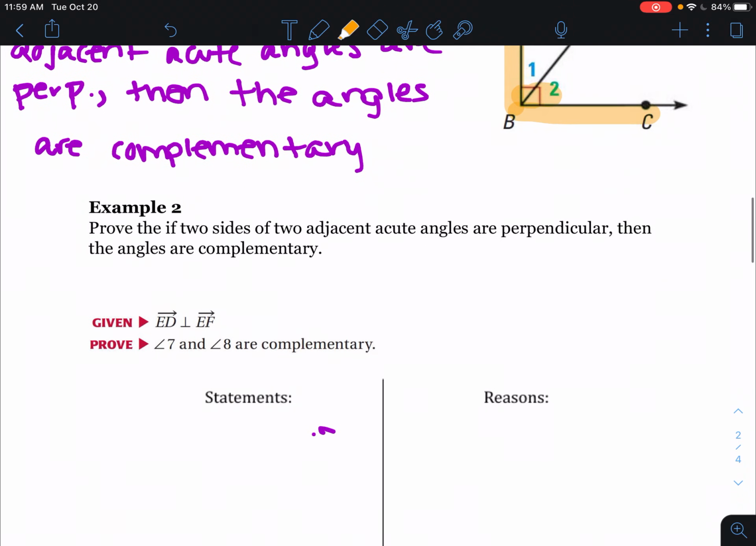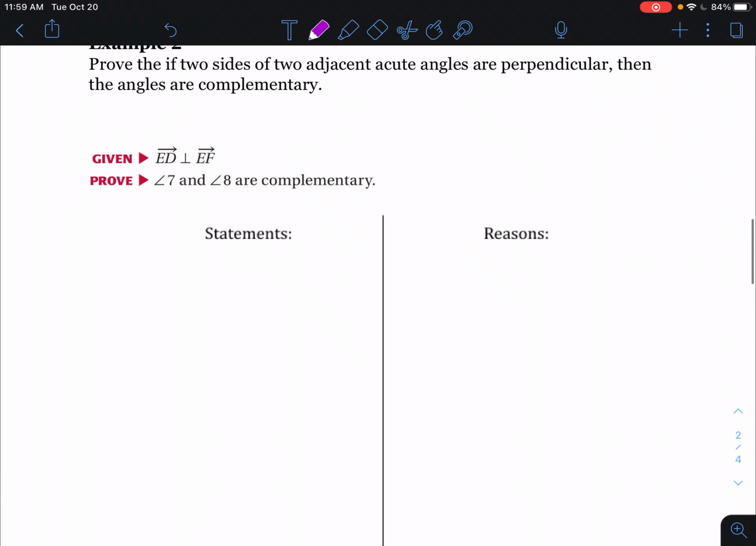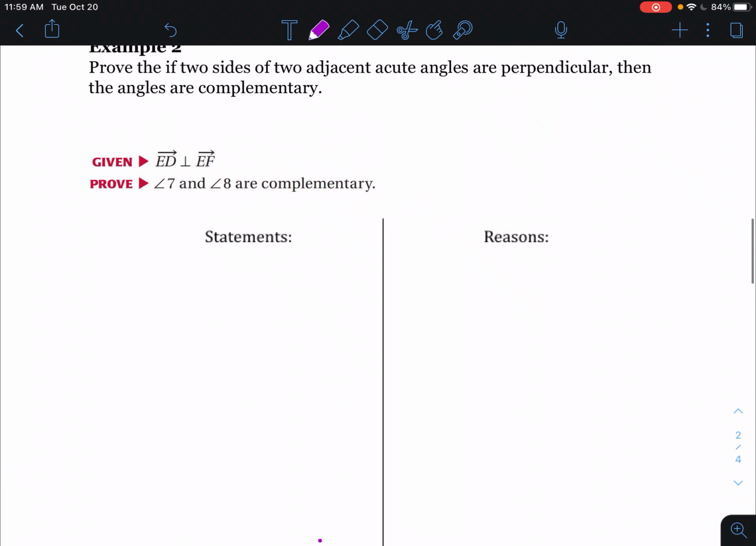All right, so we are going to do a proof. You guys are experts at proof at this point. So what's the first step in our proof? The given. ED is perpendicular to EF. I like to get this out of the way. One, given.